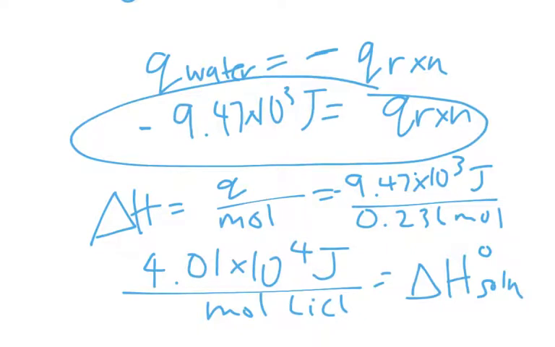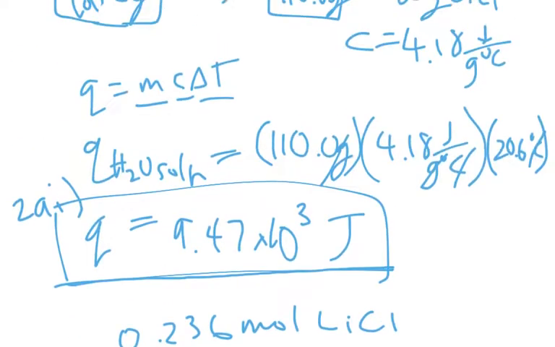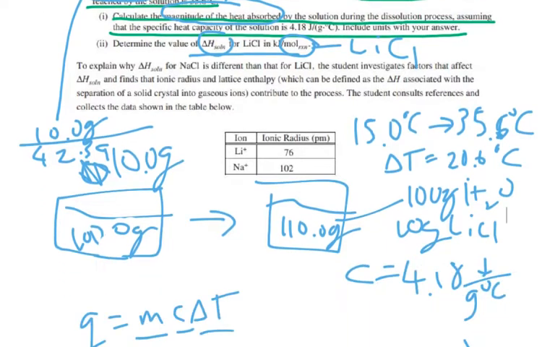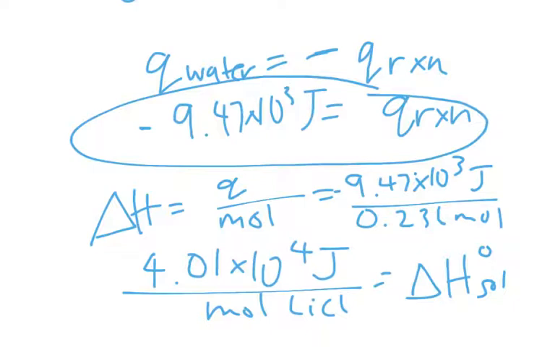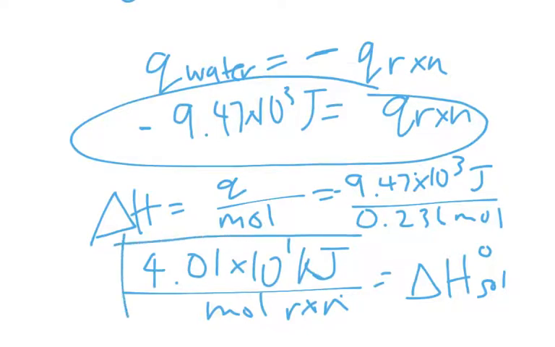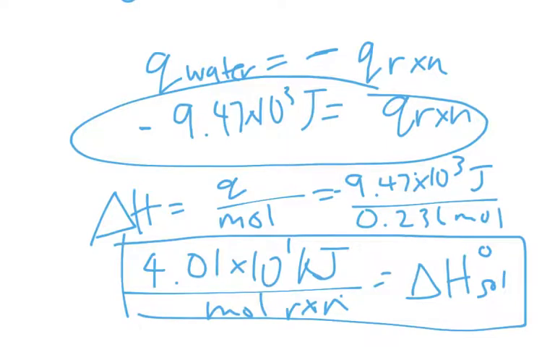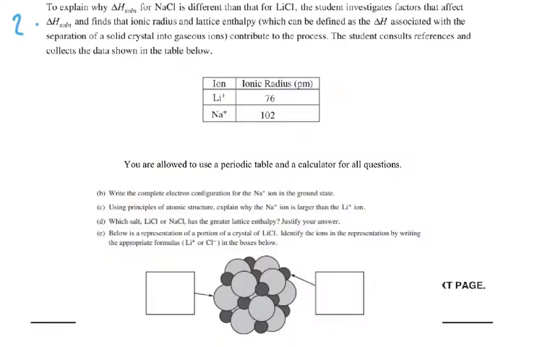Now, we have to do this in terms of kilojoules since the question wanted it in kilojoules per mole of reaction. And, let's just put it in the units that they want. So we're going to do it in terms of moles of reaction. And we have to convert this to kilojoules. So just subtract 3 from the exponent and we get this. And this would officially be the answer for 2A2.